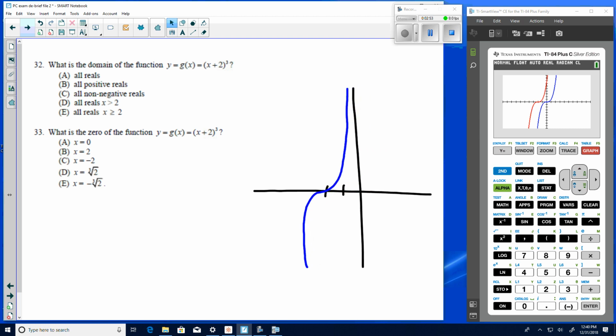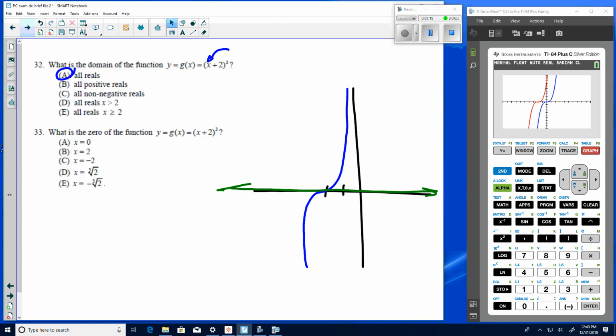So the domain is certainly all reals. Remember, domain is simply the values that you can put in for x and make this defined. You can put any positive, negative, or zero in there. So the domain is all reals. You can also think of it graphically as the horizontal extent. So sure enough, there are points going from positive to negative infinity.